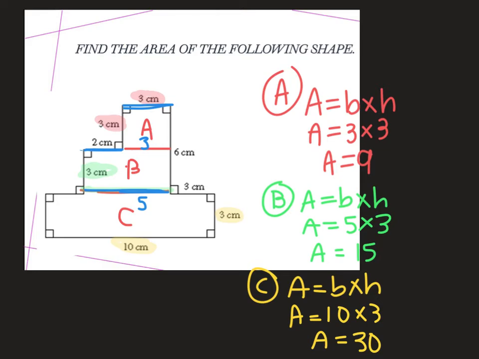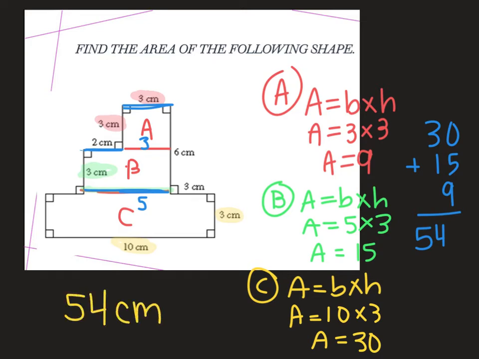Last but not least, our final step is to add all of our areas. So 30 plus 15 plus 9 gives me a total area of 54. Don't forget on your final answer, put your units, so centimeters squared.